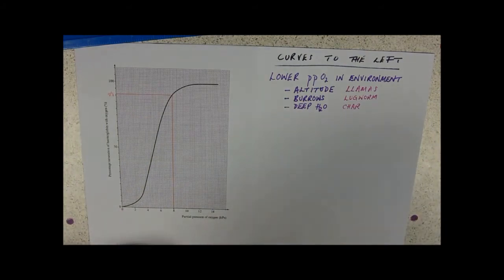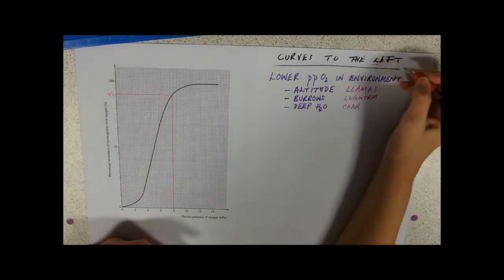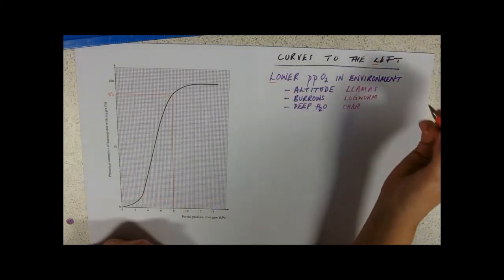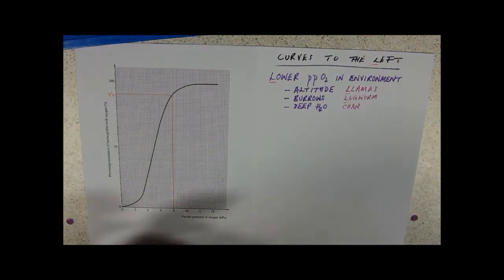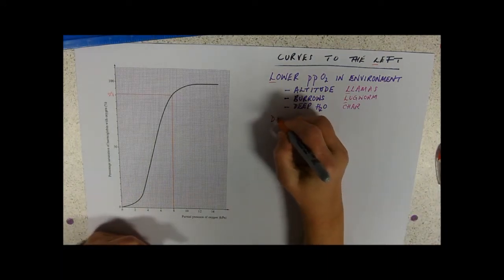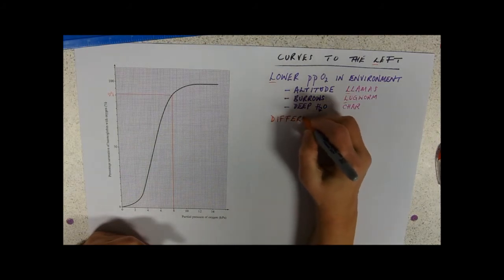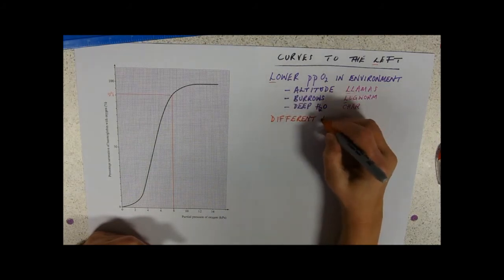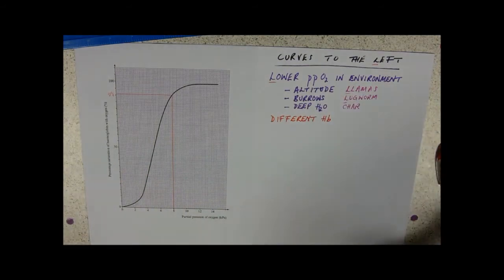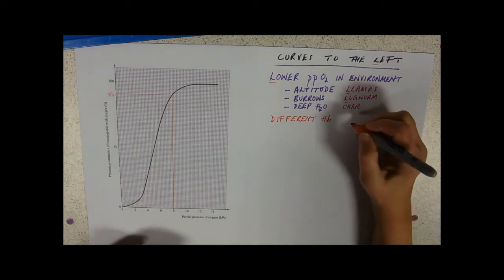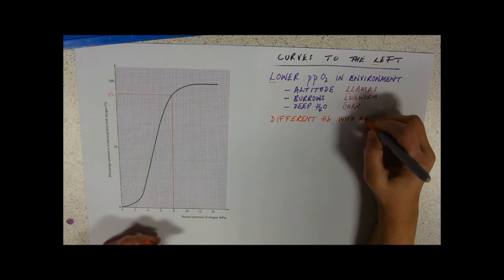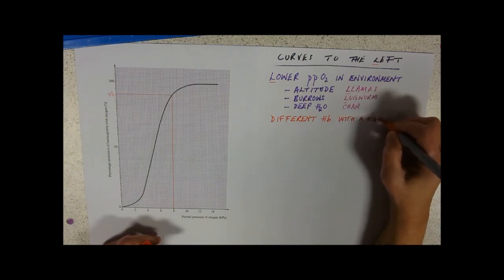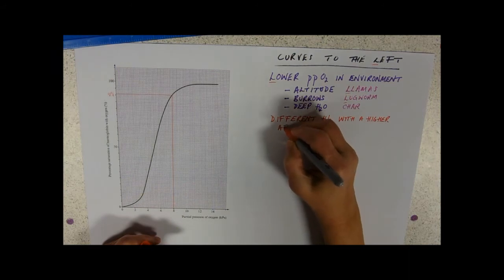Llamas and lugworm are my two favourites though, because I'm thinking left, lower oxygen in the environment, llamas and lugworms, all the L's together. So, these organisms, and this is dead important, have a different hemoglobin. It's still hemoglobin, it's still got 4 polypeptide chains, it's just slightly different. And this hemoglobin has a higher affinity for oxygen.